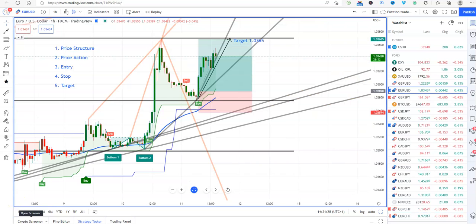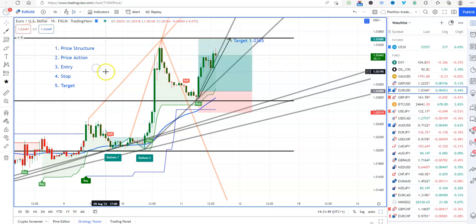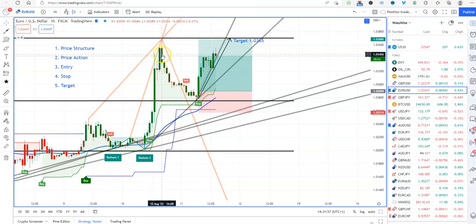So this is the euro dollar from this morning. What time is it now? Just gone 2:30 in the afternoon here in the UK. And what I'm going to talk about now is price structure, price action, entry, stops, and targets. Call it PEST, just something to remember. So this morning when we wake up, the price had gone from yesterday.